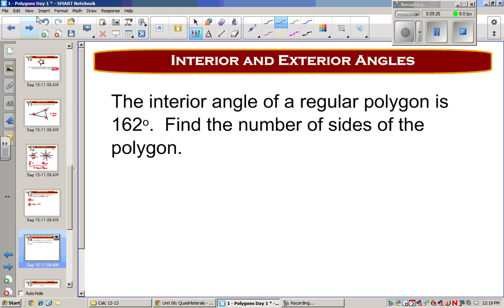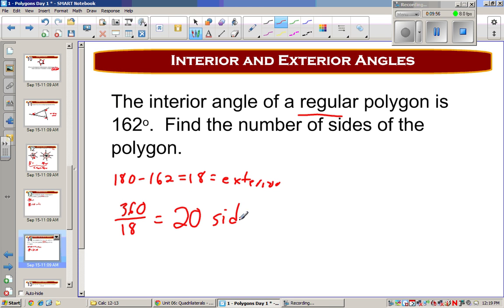Let's try this next one. The interior angle of a regular polygon, so it's regular, we can use our regular formulas, is 162. Find the number of sides of that polygon. Well, we know 180 minus 162 is going to give us 18. So that's the exterior angle. So if I take 360 divided by my exterior angle, which is 18, I should get 20. And so that means there's 20 sides.